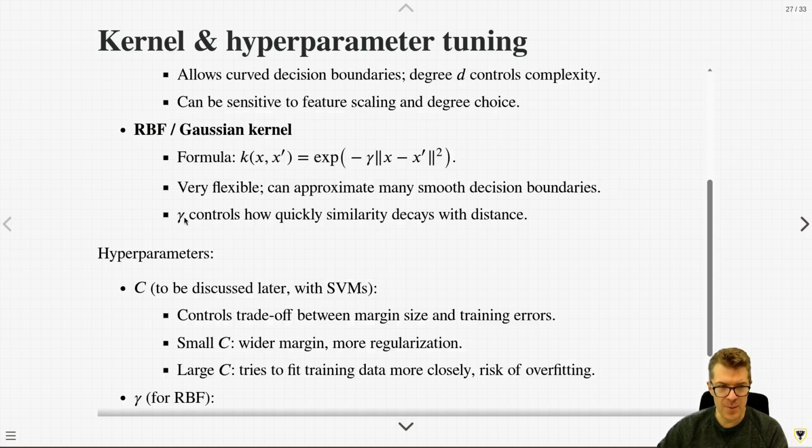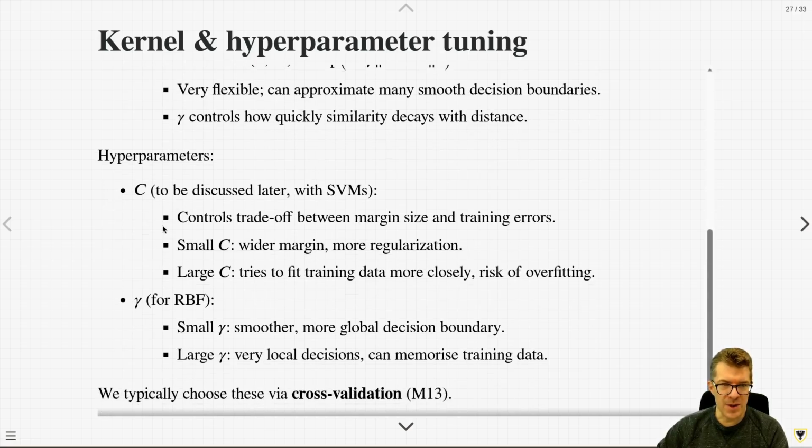It can be sensitive to the hyperparameters. The hyperparameters here, we'll talk about C in a moment with SVMs, but C basically controls the trade-off between the margin size and training errors. This won't make sense to you now, but when you review these slides for your exams, it will. We'll talk about that in the very next module. Small Cs give you wider margins or differentiation between the two classes. This essentially is more regularization, and large Cs try to fit the training data more closely, but this can risk overfitting.